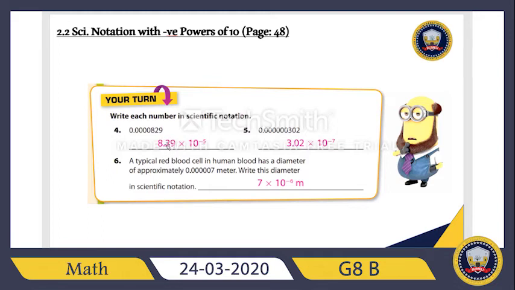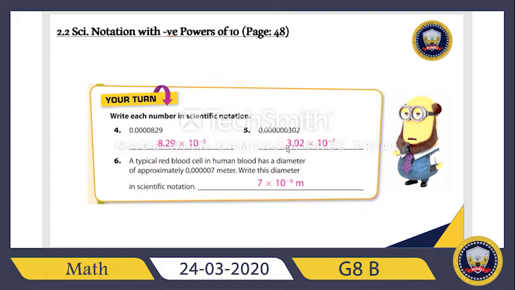Is 8.29 between 1 and 10? Yes. So the first step is correct. Now times 10 to the power of minus what? Minus how many times I moved my decimal point. In this case I moved it 5 places, so my power will be minus 5.